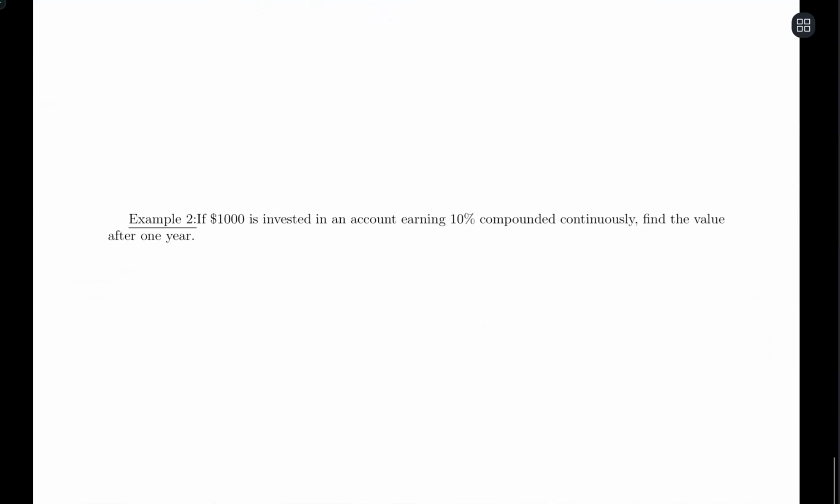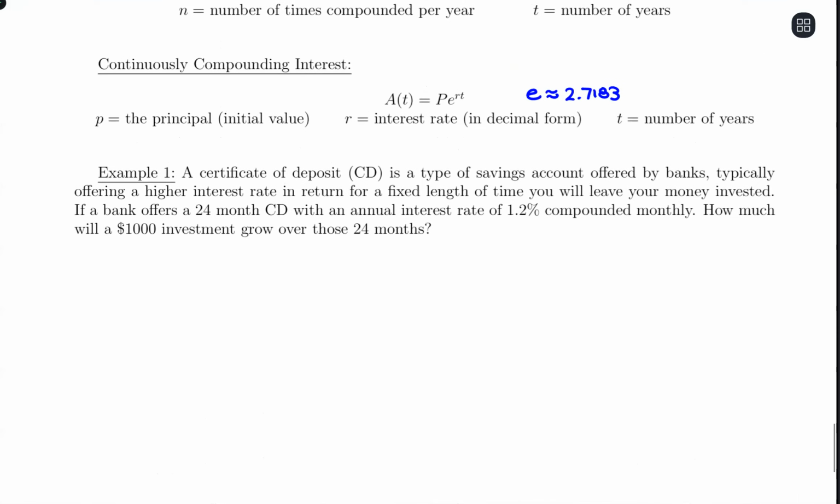Okay, so let's look at 2 examples here. First we're looking at a certificate of deposit, a CD, which is a type of savings account offered by banks, typically offering a higher interest rate in return for a fixed length of time that you'll leave your money invested. If a bank offers a 24-month CD with an annual interest rate of 1.2% compounded monthly, how much will a $1,000 investment grow over those 24 months?